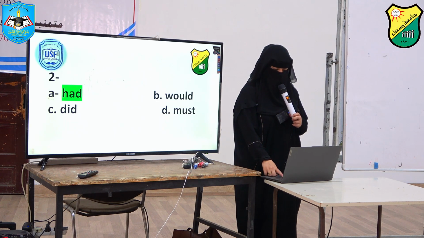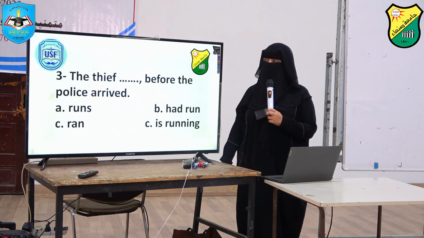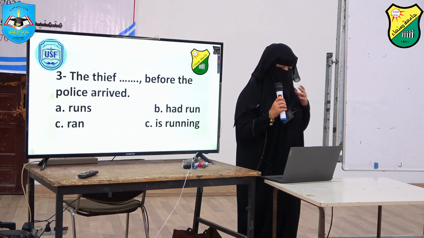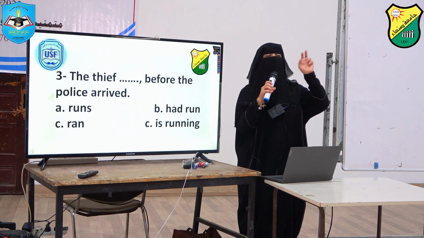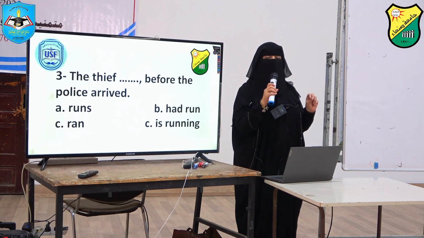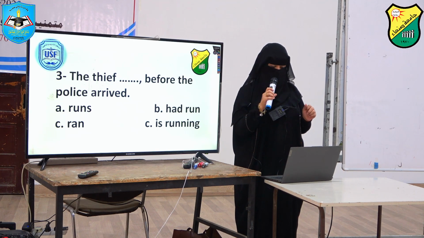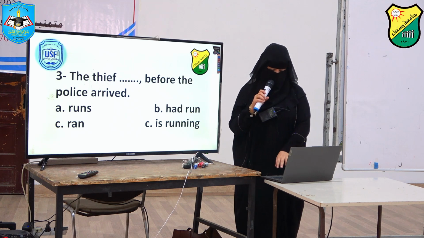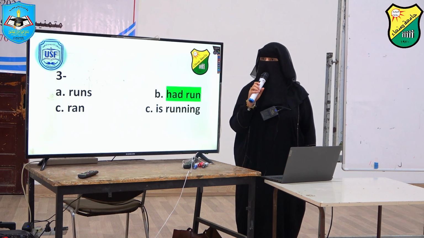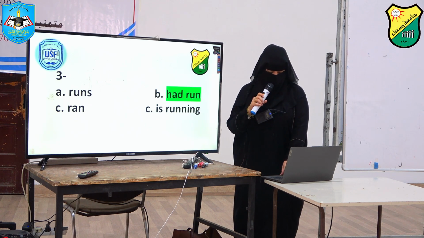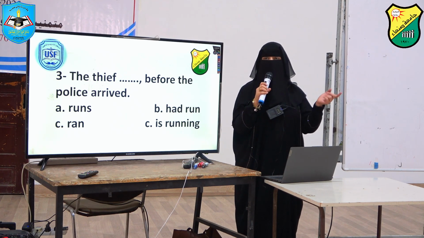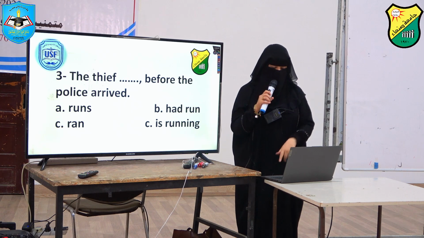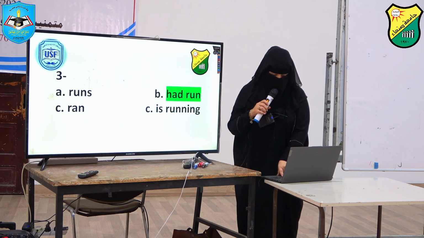Then number 3. The thief dash before the police arrived. Here, two actions in the past. You have had run. Had run. Which one of them came first? Had run is number 1.